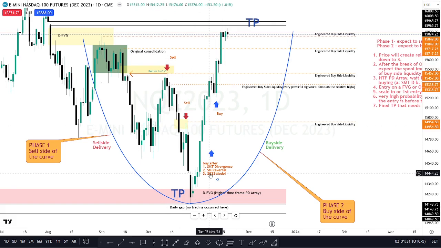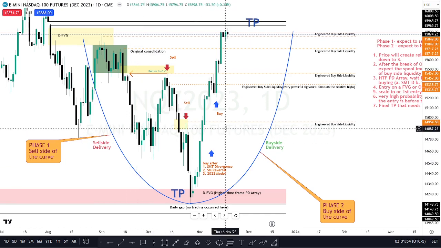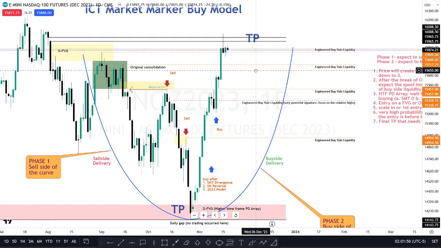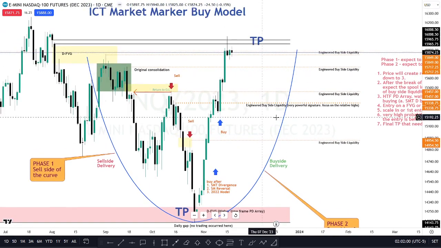If you are interested in this, or wait until the market gets here, then see everything. I would say phase 2 is higher probability than phase 1, because in phase 1 you are still part of the creation. You can lose a lot here compared to this side, because this is a buy market maker buy model. You see.